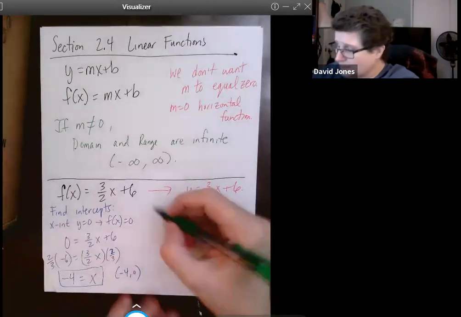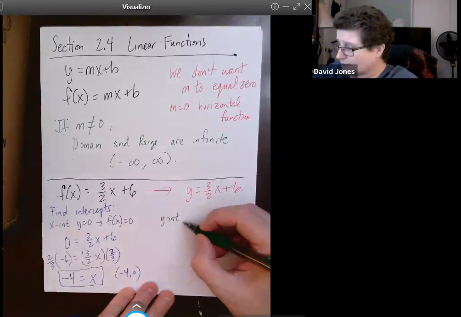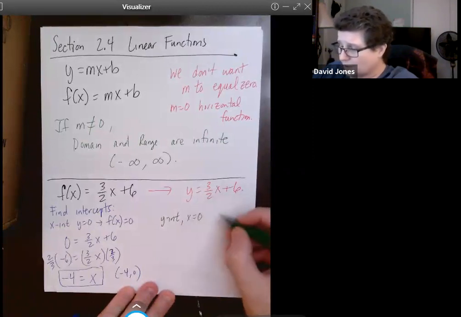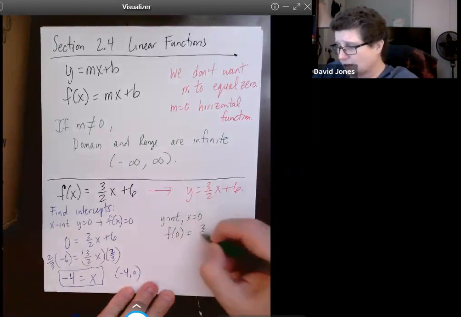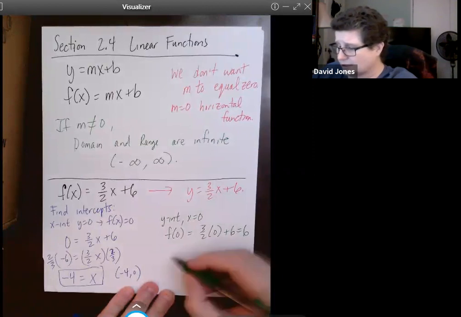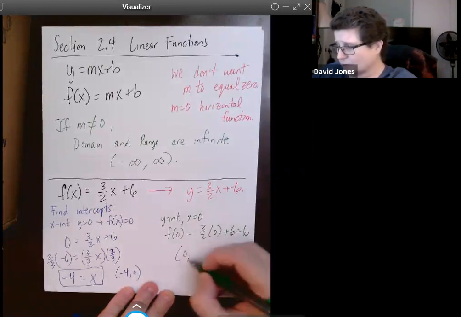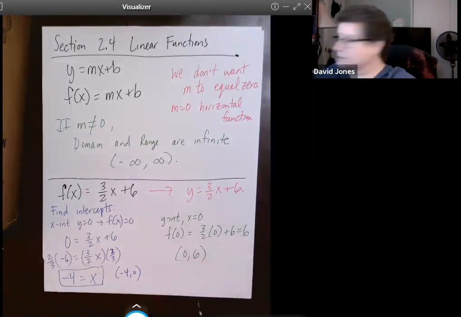The y-intercept I could do fairly easily here. This is when x equals 0. So I'm going to have f of 0 equals 3/2 times 0 plus 6, which is just 6. So the y-intercept, when x equals 0, y equals 6. Those are our intercepts. And let's take a look at this line when we graph it.